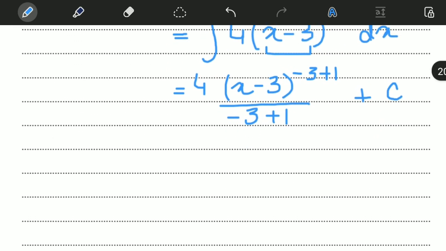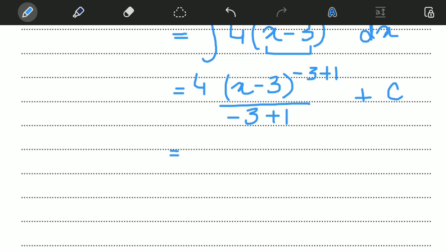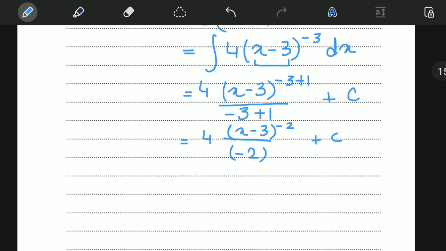Okay, so simplify this. Power minus 2 plus c. This will become minus 2 and 4 will be cancelled out, so this will become minus 2. This minus in the power will be adjusted in the denominator, and you can write it as minus 2 over (x minus 3) power 2.